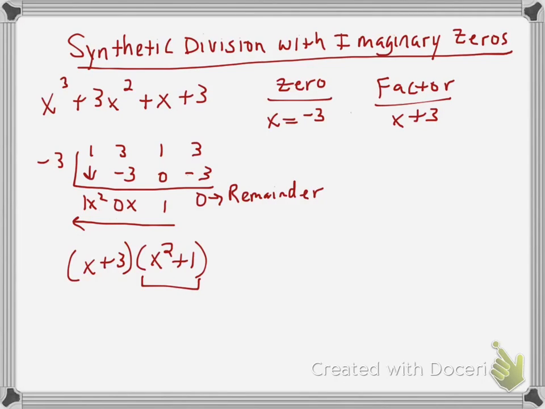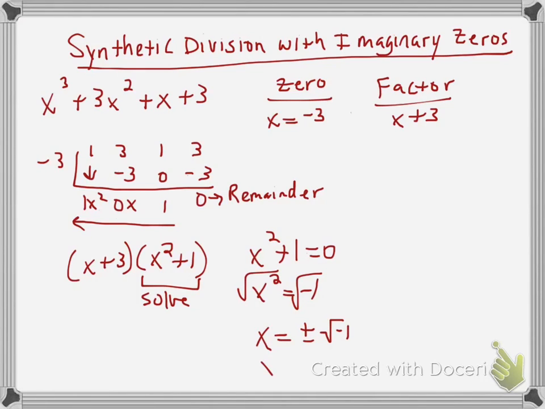I only have one variable, so all I'm going to do is take that x squared plus 1, set it equal to 0, and start solving. First step, subtract 1, so x squared is equal to negative 1. Second step, square root, so x is equal to plus or minus the square root of negative 1. Now remember, i is equal to the square root of negative 1, so this becomes plus or minus i.